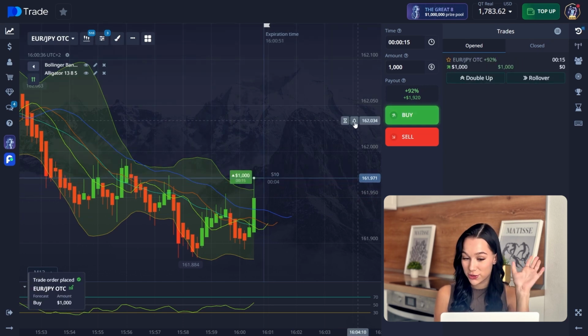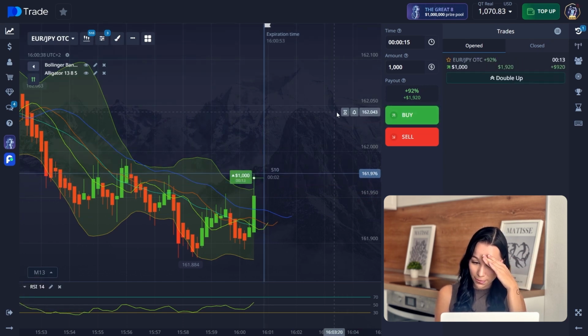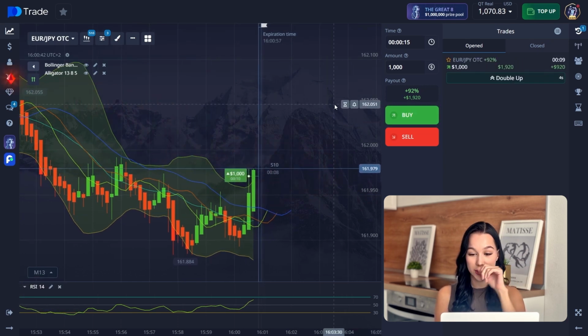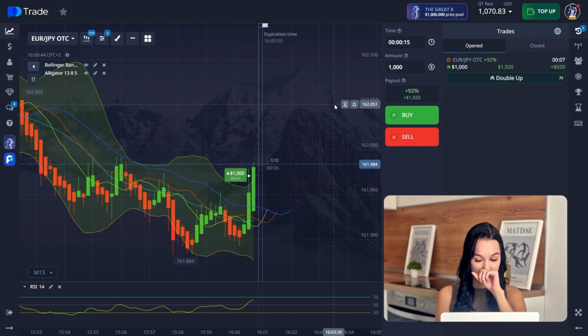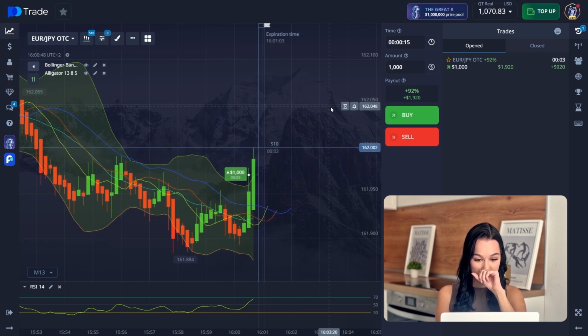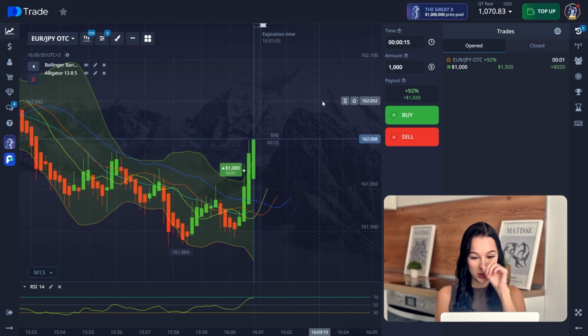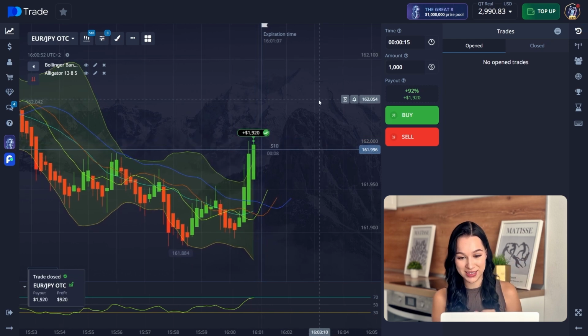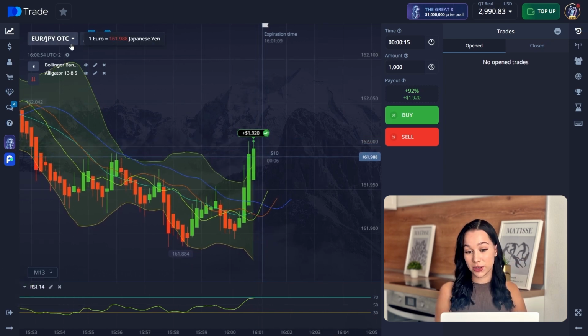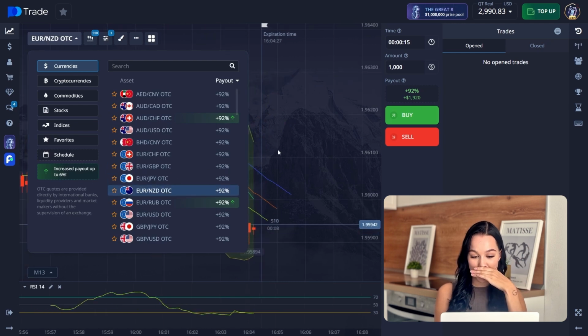So let's open a buy trade here for 15 seconds. I don't want to look at it anymore. Oh my god. 5 seconds, 4, 3, 2, 1. Okay, it's not that bad right now. It's not that bad. So let's find another situation on the chart.